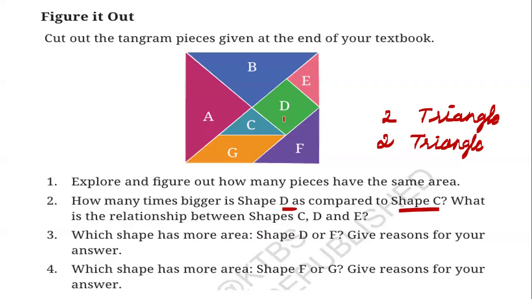Now make 2 triangles here, or else calculate area of square. Area of a square is equal to L into L, L square. For a triangle, area is equal to 1 by 2 base into height. What is the relationship between shapes C, D, and E? Now find all areas and compare.